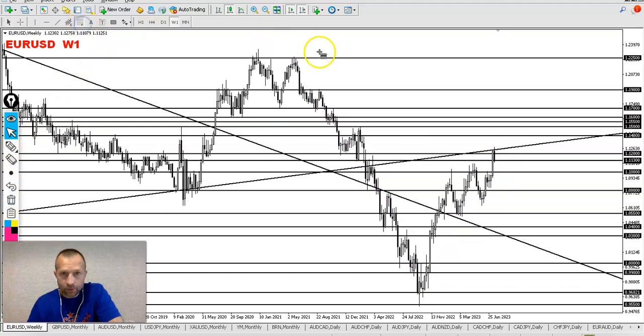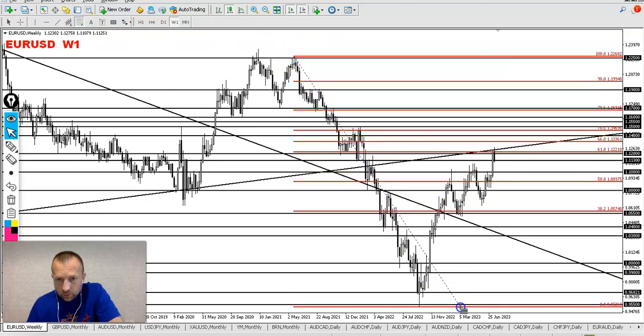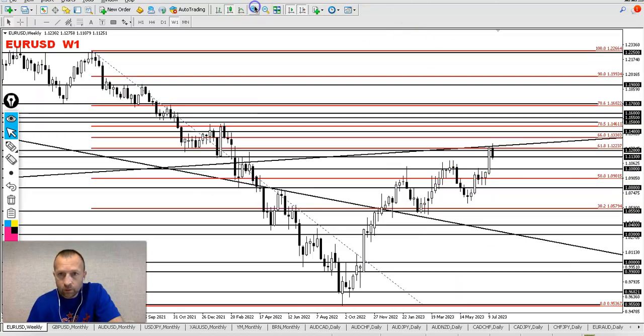a long technical correction, but anyway, it was a correction. Let me take my Fibo tool, and you can see if I put my Fibo on the weekly time frame, actually we are around 61.8 as well. It's in line with the 1.12 resistance zone, and almost aligned with this trend line which I just showed you on the monthly time frame.